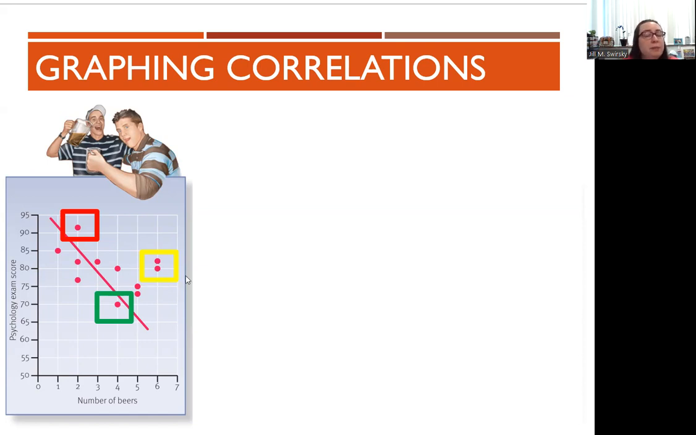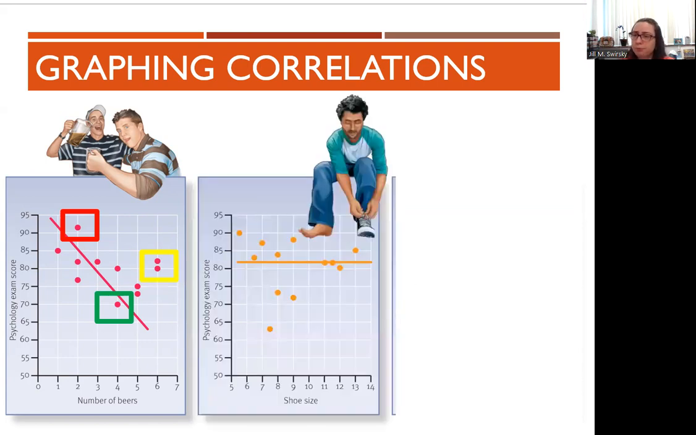So there's always going to be some outliers. There's always going to be some data points that don't sort of follow the trend. This is a negative correlation. It's not a perfect one. We'd say this is sort of a moderately strong association, but there's always going to be some points that fall off the beaten path.